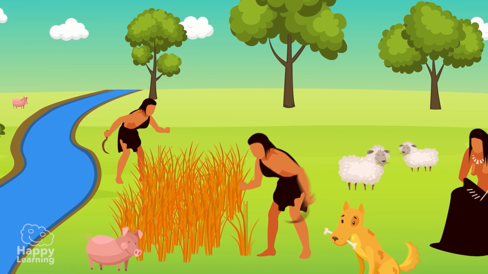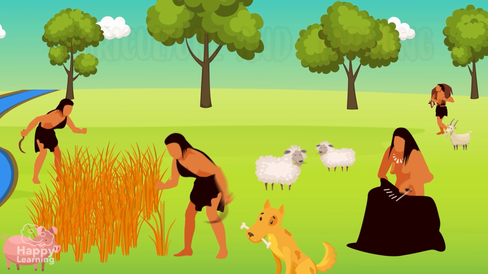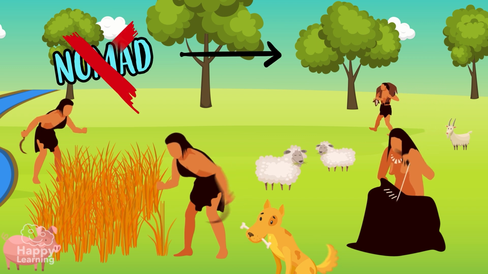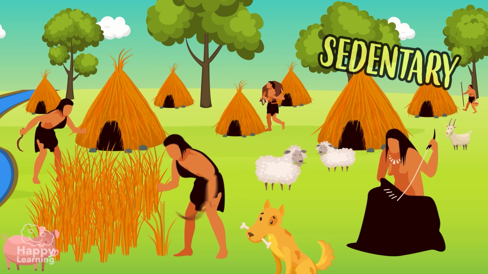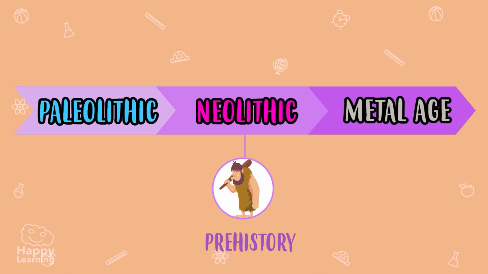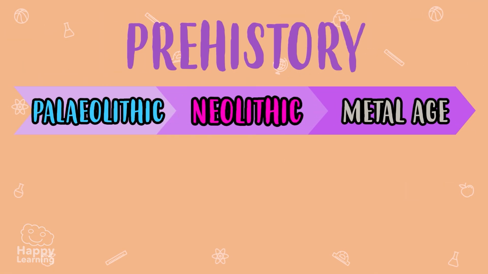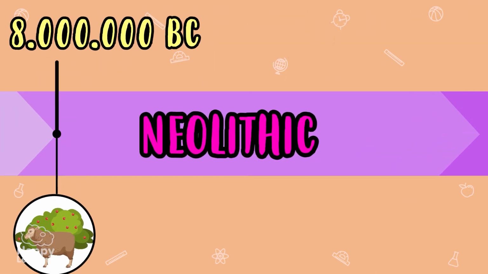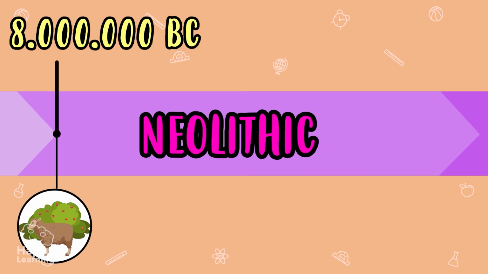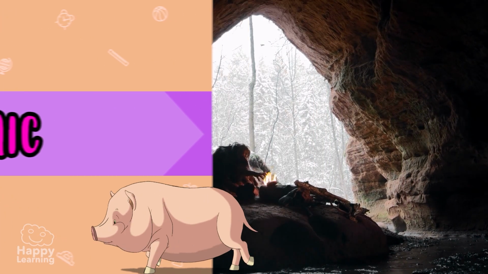With the arrival of agriculture and farming, everything changed. Man stopped being a nomad and became sedentary, and the first villages were made. This is when the Paleolithic period ends and the Neolithic begins. The Neolithic started 8 million years before Christ, when we discovered agriculture and farming. And it finished with the beginning of the Metal Ages.